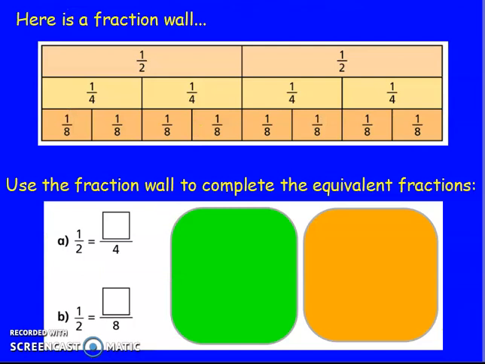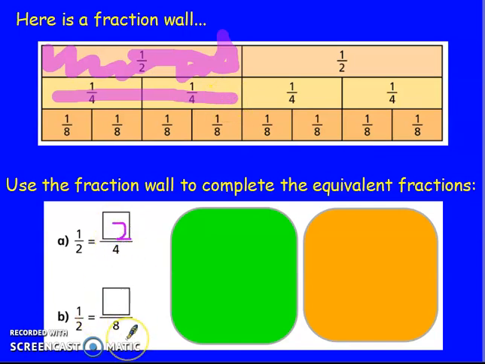Okay, let's have a look at this fraction wall. It's really useful to help us find equivalent fractions. So the first question is asking us to find what 1/2 is in quarters. So I find 1/2 and I look at what that is in quarters. So I shade in 1/2 and then I see how many quarters underneath. That's the same. So 1/2 is equivalent to 2/4.